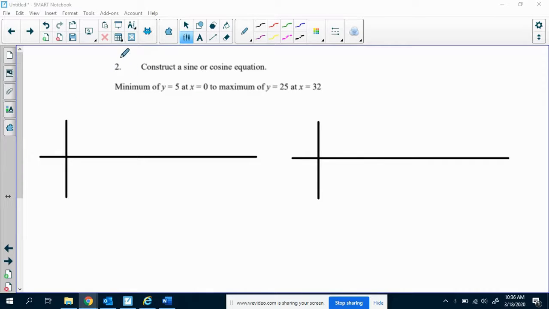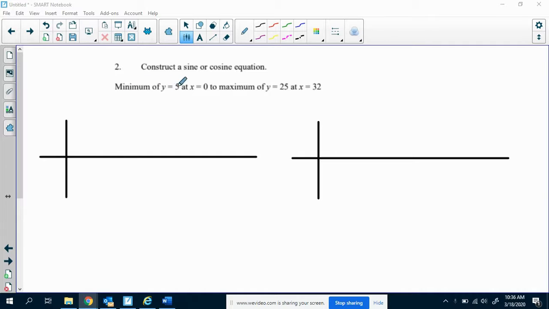There's a question on problem 2A on worksheet 11. So we're going to construct a sine or cosine equation given this criteria. So I have two graphs on here because Mr. Ahrens and I tend to graph things looking a little different. I'll do my graph first, and then Mr. Ahrens' graph I'll do on the right.